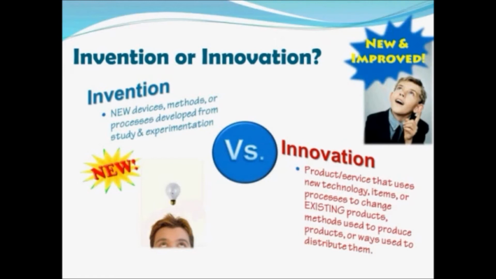Innovation is an improvement upon a technology, a product, a process. So the product already exists. However, innovation, when it's applied to these existing products, means that it improves upon these. And so the methods used to produce these products might be new, or the ways to distribute them might be new. So innovation versus invention. One is brand new, one is new and improved.